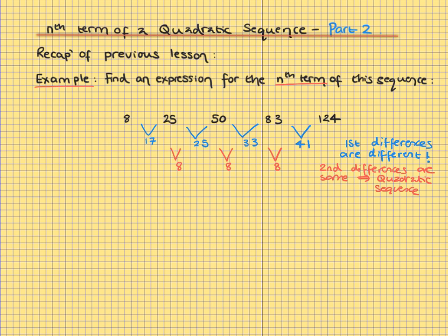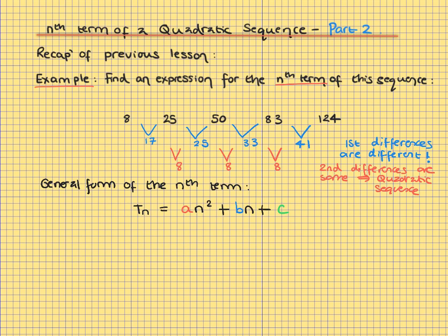How did we go about doing it? Well, we know that the general form of the nth term of a quadratic sequence takes the format Tn, where Tn is the nth term, equals a multiplied by n squared plus b multiplied by n plus c, where a, b and c have to be found. Now, how do we go about finding a, b and c?